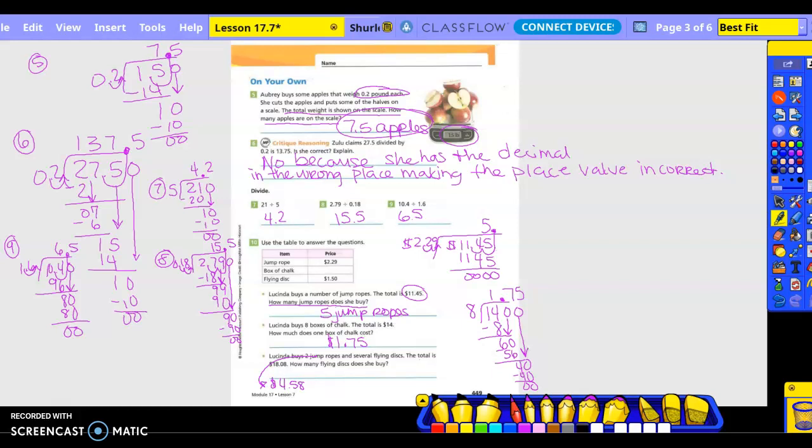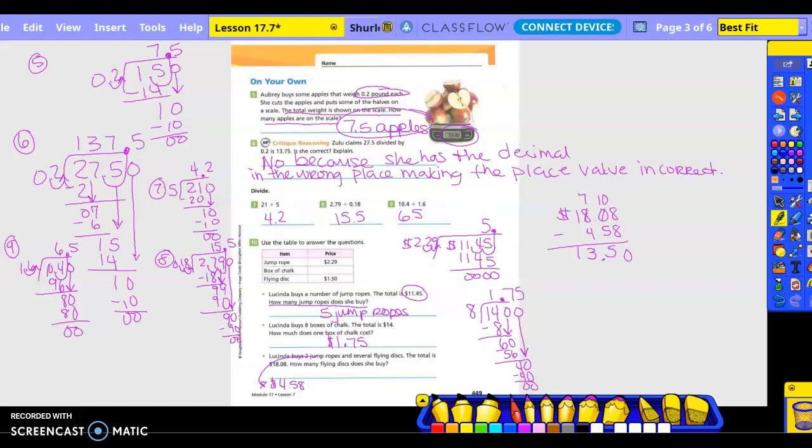Okay, and then we don't know how many discs, right? And then the total was $18.08. Okay, so we're gonna have to do what? $18.08 minus $4.58. So bring down the decimal. So 0, this becomes a 10. This becomes a 7. So 10 minus 5 is 5. 7 minus 4 is 3. And bring down the 1.